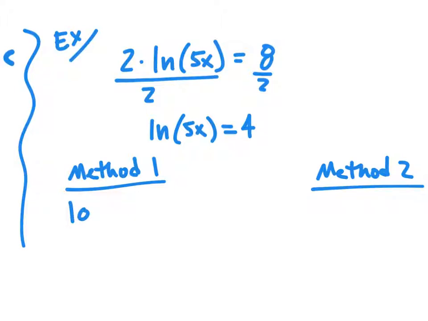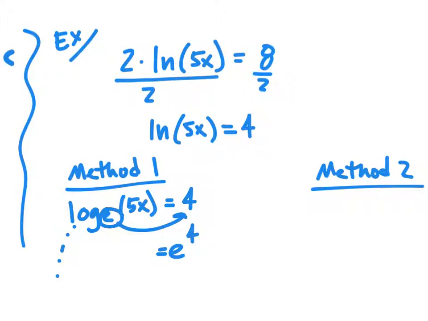I would rewrite this as a log, as a natural log. I would write it as log base e of 5x is equal to 4. That's the first thing I would do. Then I would take this and turn it into exponential form. The log falls out, e is my base, 4 is my exponent, so e to the 4th power, and you're left simply with 5x.